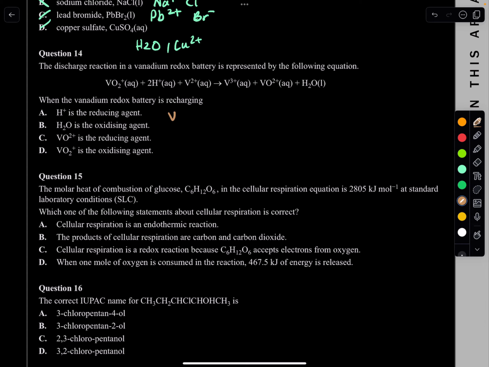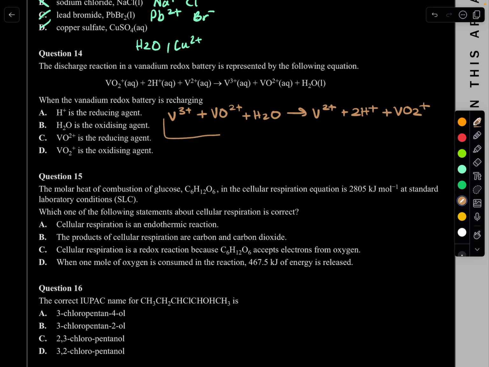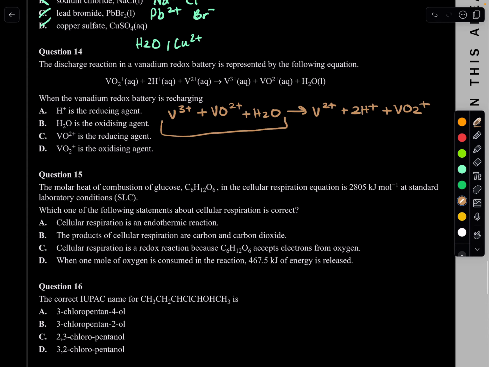So V3+... I'm not going to write aqueous and stuff because it's a waste of time right now. V2+ plus water reacts to give me V3+, 2H+ ions and VO2+. Done. Now let's check. One of these here is going to act as an oxidizing agent, and another one has to act as a reducing agent. So one of these three.